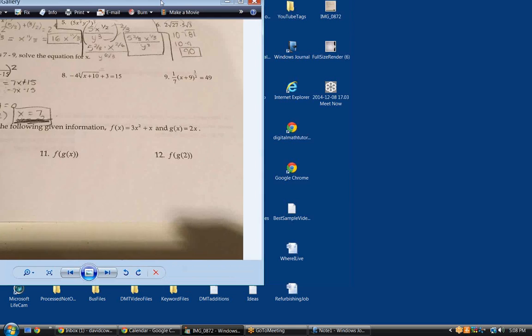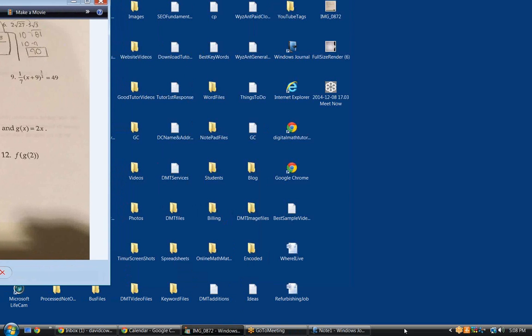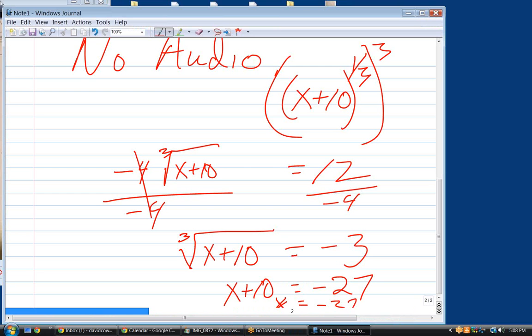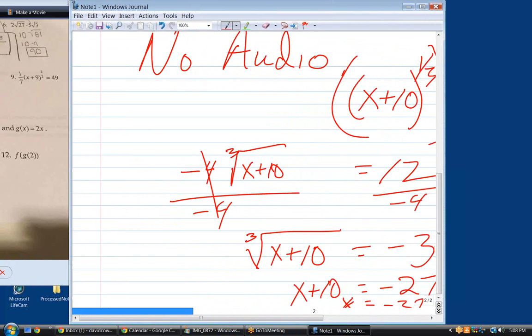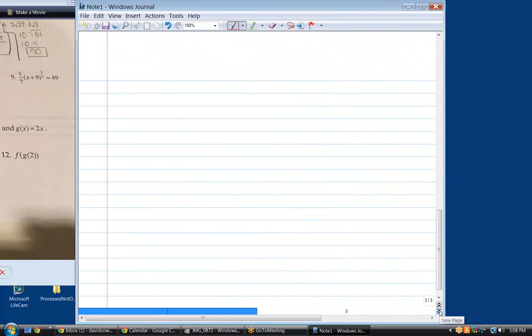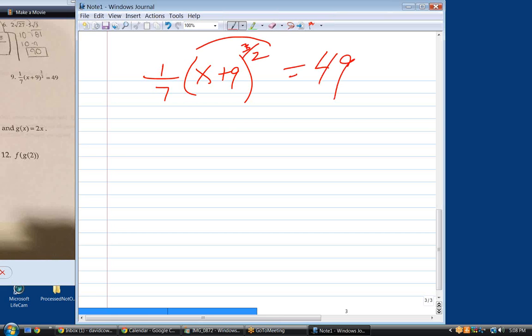Okay, let's look at number 9. What's the first thing I'm going to do on 9? Now we don't have a radical sign, but we have a fractional exponent, which is kind of the same thing as a radical sign. We want to get that isolated. Right. How do I do that?